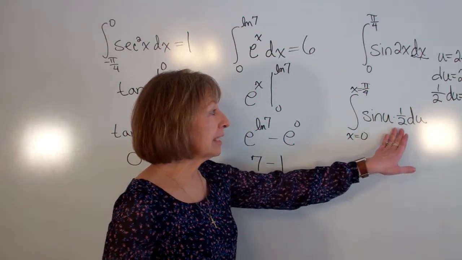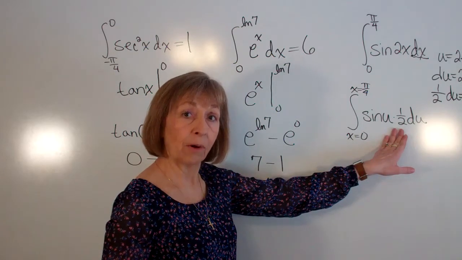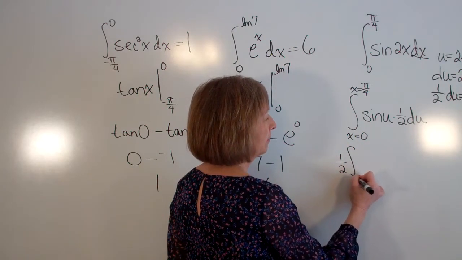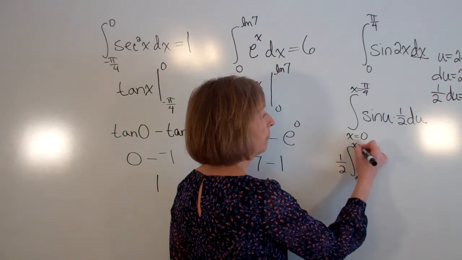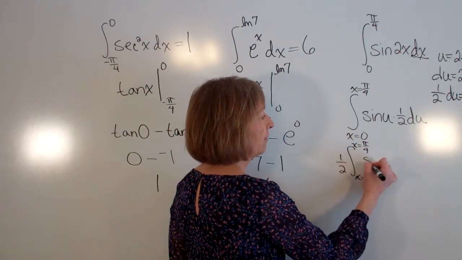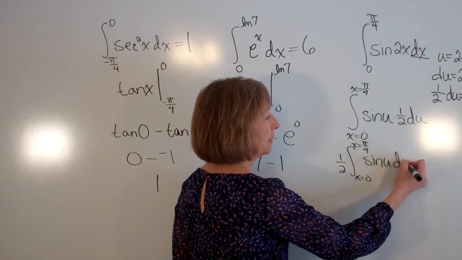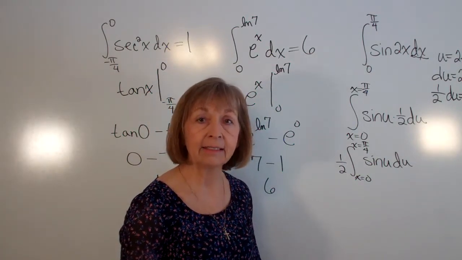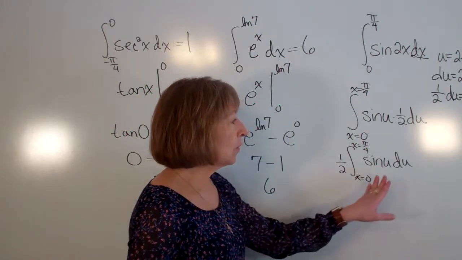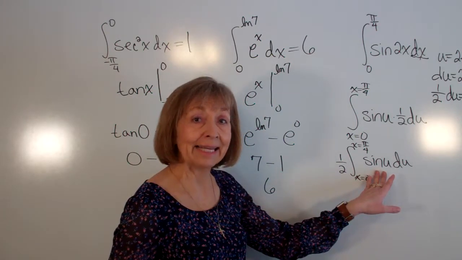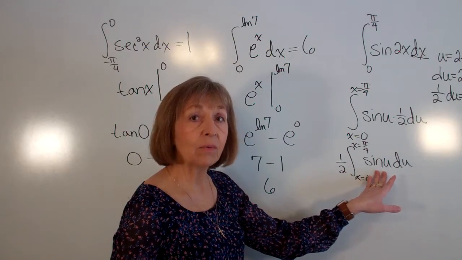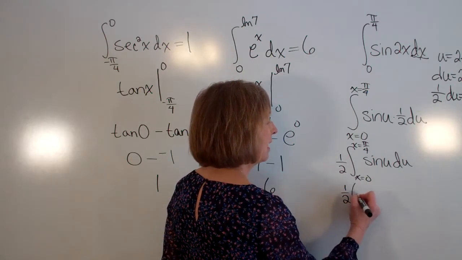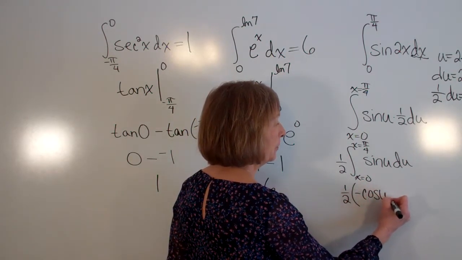So now when I look at this, the 1/2 factor can be brought in front of the integral. So I have 1/2 times the integral x equals 0 to x equal pi over 4 of sine u du. And I had to still bring the integral and the du down because I haven't integrated yet. That's what we're going to do now. So what function had sine as its derivative? Well, negative cosine. So this is 1/2 times negative cosine u.